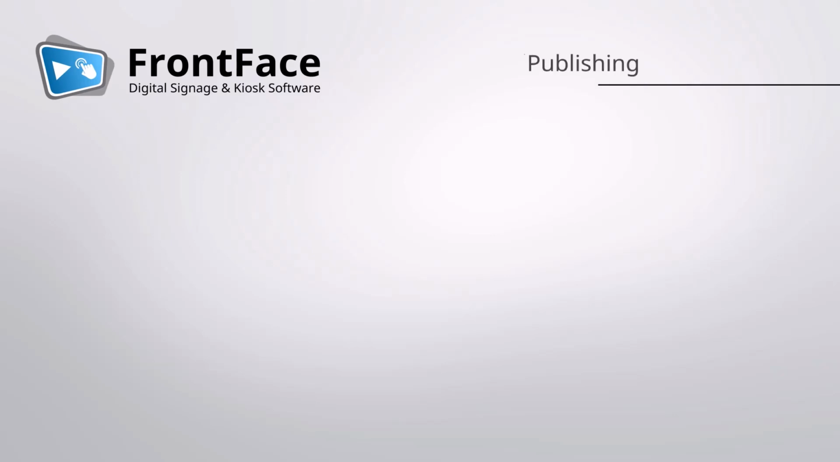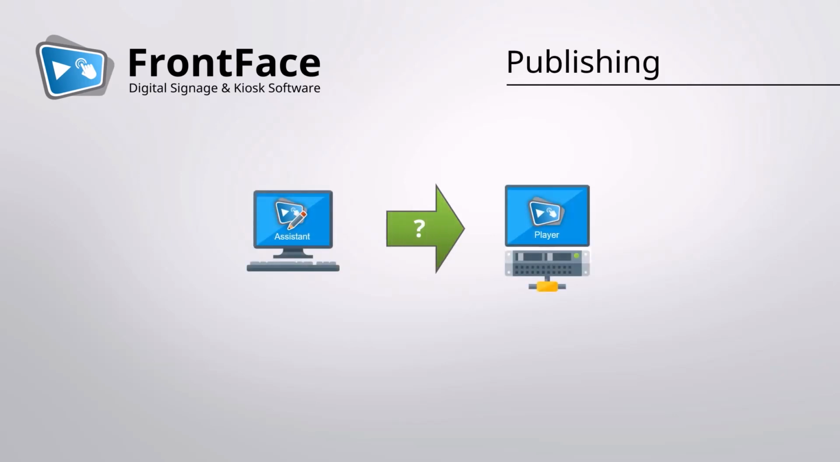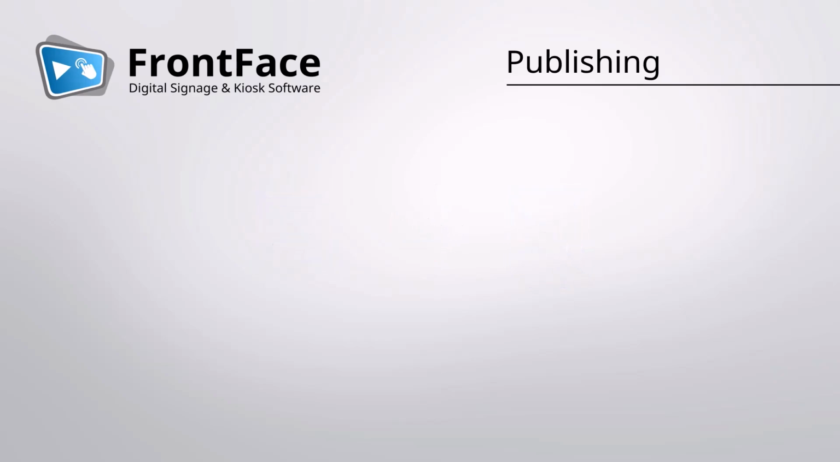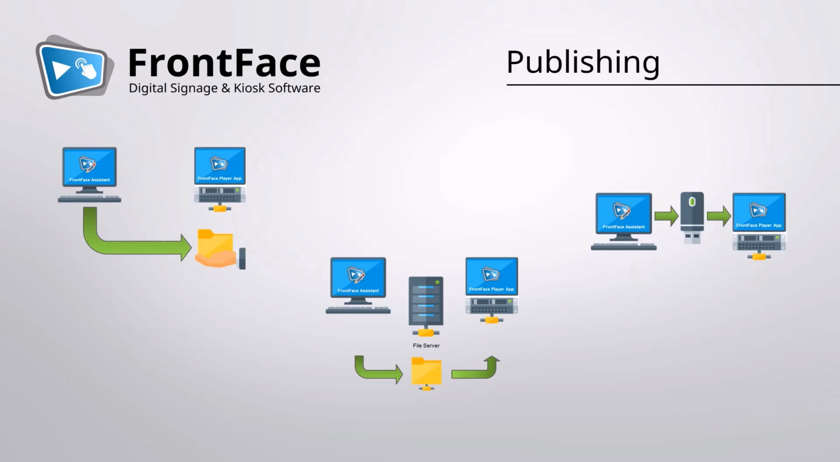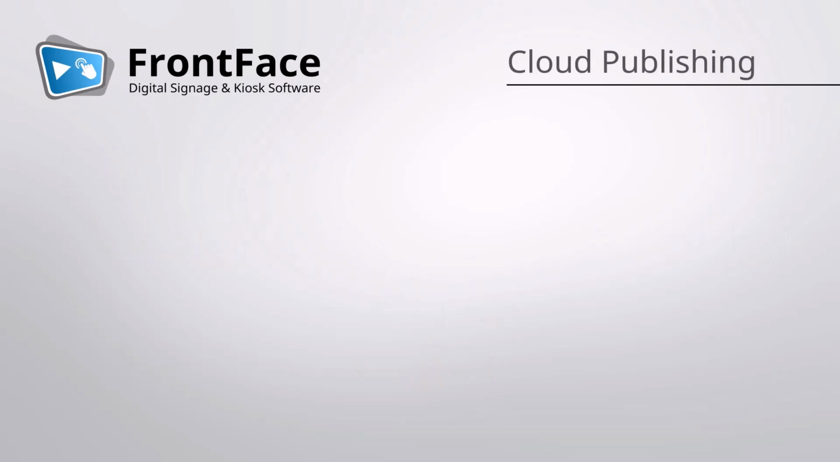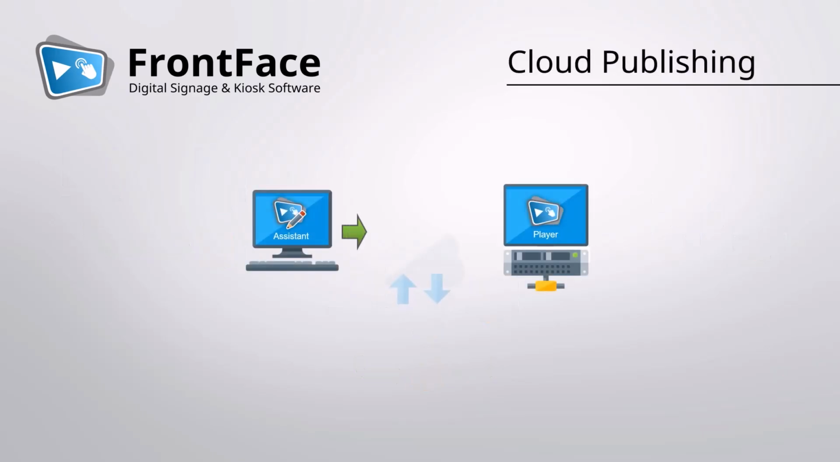How do you get the content you created with the FrontFace Assistant out to your players? In addition to common publishing methods, such as all-in-one, via the local network, with a file server, via web server, or via USB stick, the FrontFace Cloud license also allows you to publish via FrontFace Cloud. The content is transferred directly over the internet to the FrontFace Cloud and then played out on your screens. All you need is internet access.